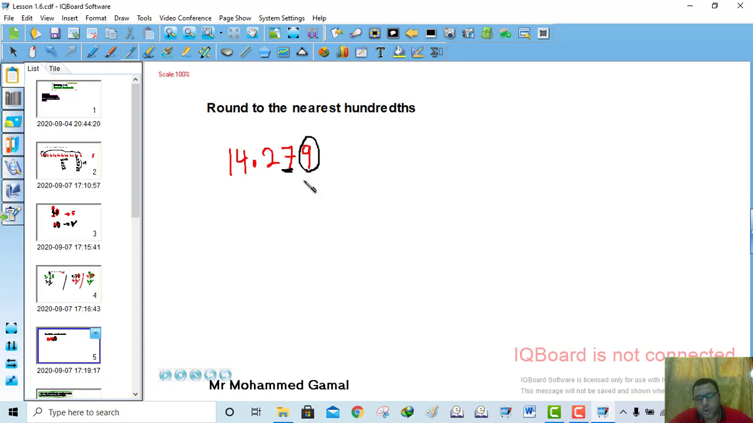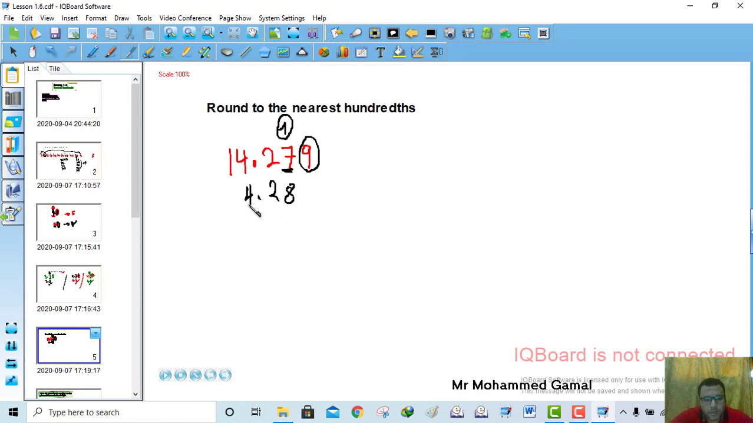Is it strong or weak? The answer is strong, so I'm going to add 1. So 1 and 7 is 8. Here is 2, just copy it. Here is 4. Here is 1. So the answer is 14 and 28 hundredths.